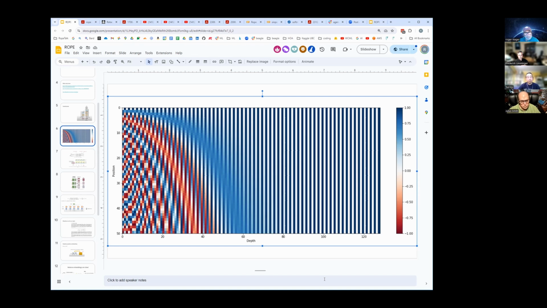But so this is a visual representation where the color represents the value of a given thing. It's going to go blue, white, red, white, blue, just like a sine wave or whatever. But it's just a more visual representation of what you have.